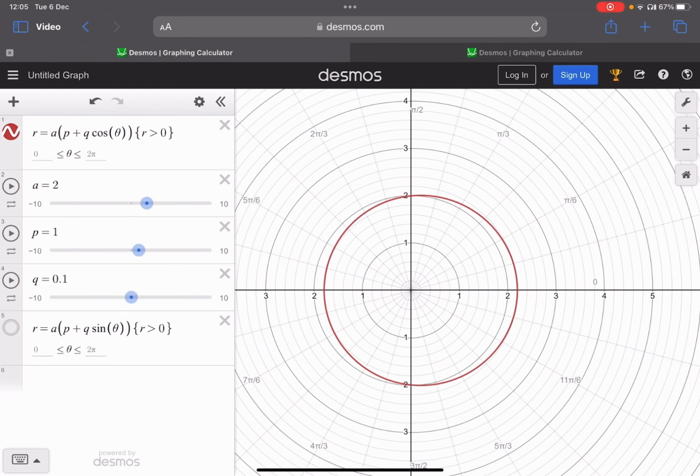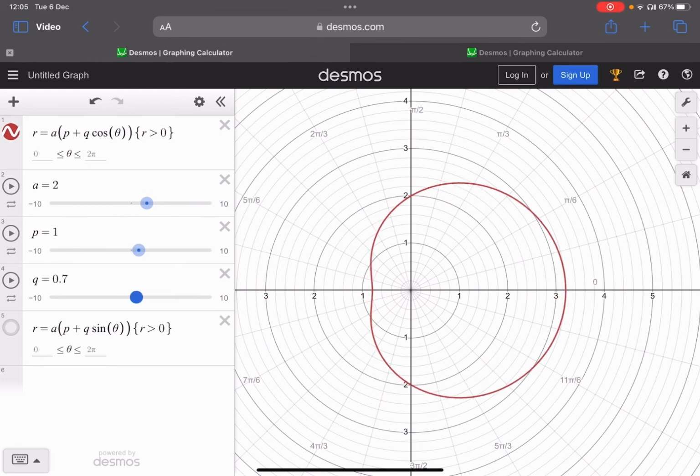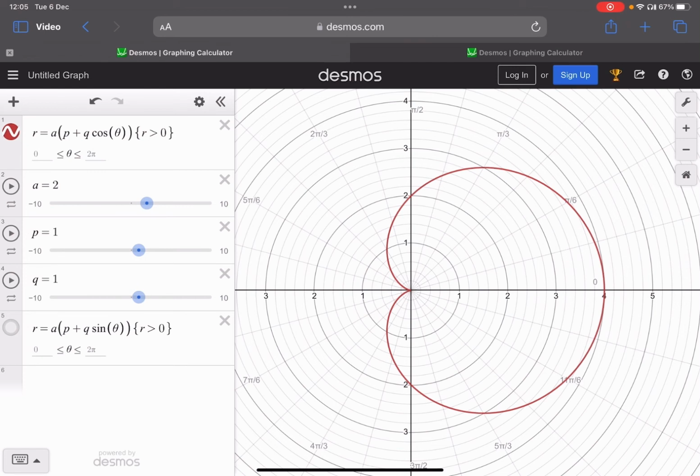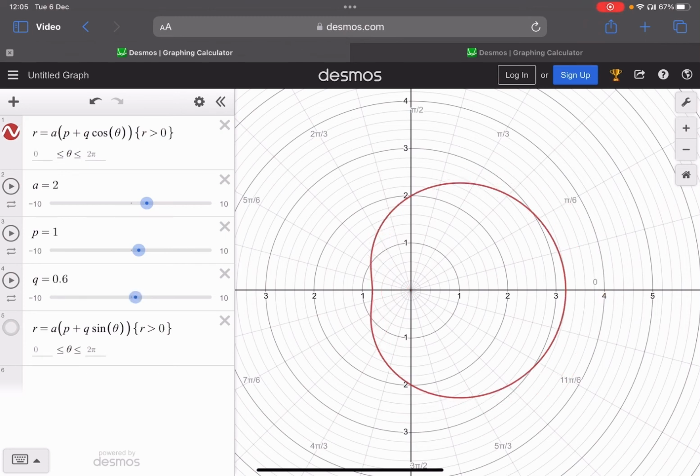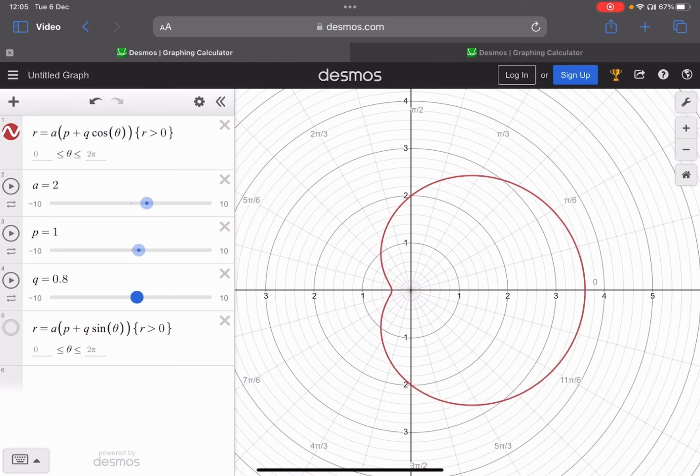Okay, there are 3 key points to note here. The first is that situation with a cusp where p equals q. If p equals q, this will always happen. Now if p is bigger than q, but not twice as big, then you'll get this nice dimple shape coming in here.